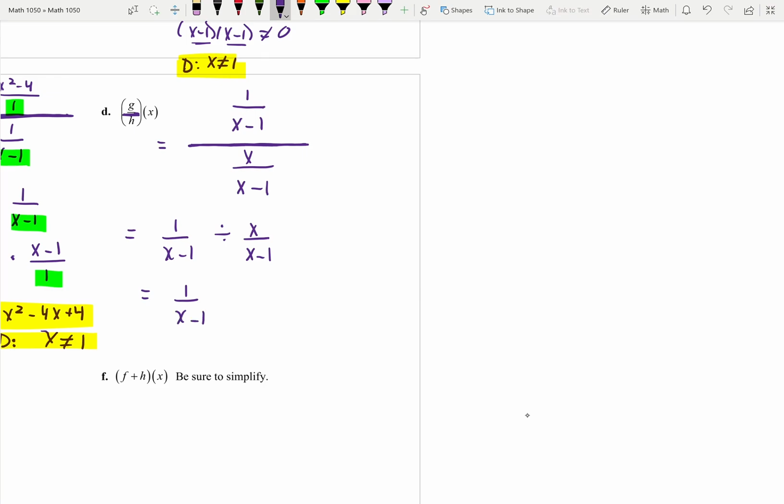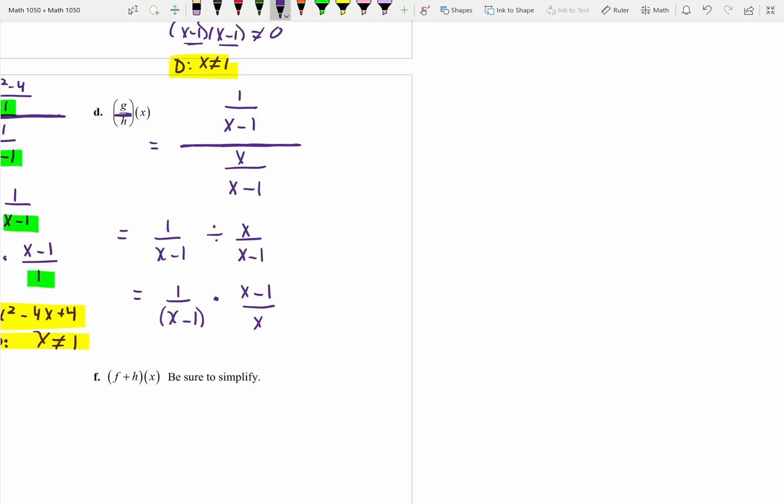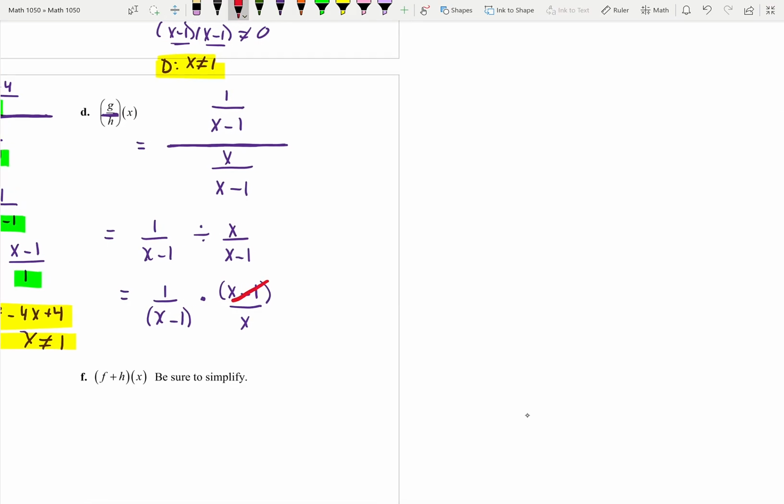So you leave the first fraction, make this a multiplication, flip it upside down. Okay, now I have exactly an x minus 1 on the top and exactly an x minus 1 on the bottom, and so those can cancel, and you actually must cancel those. Okay, some people think that the answer to this question is x. It is not x. The x is on the bottom, so it's actually 1 over x.